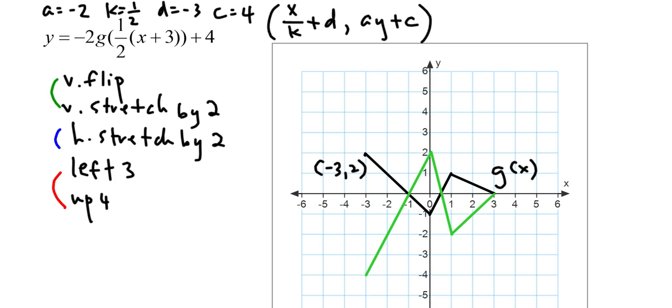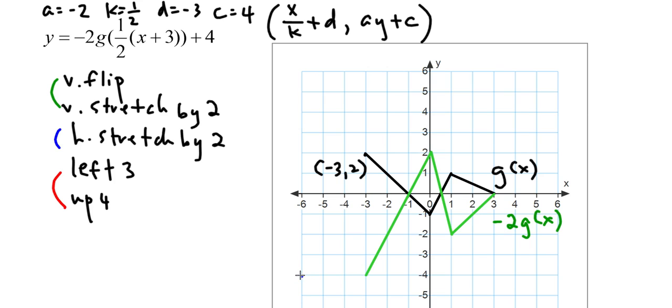Okay, and let's just label that with green. So I did -2 g of x, and then I'm going to do blue. I'm going to take all the points on the green, and I'm going to do a horizontal stretch by 2. So this was a -3. I'm not going to worry about the y values, I'm only going to worry about the x values, and -3 times 2 is 6, so we'll go to 6.